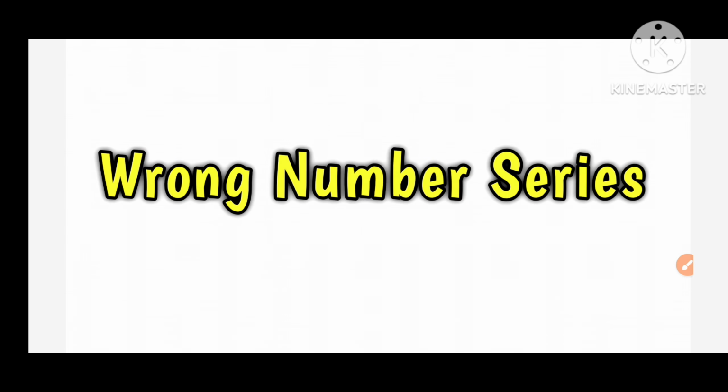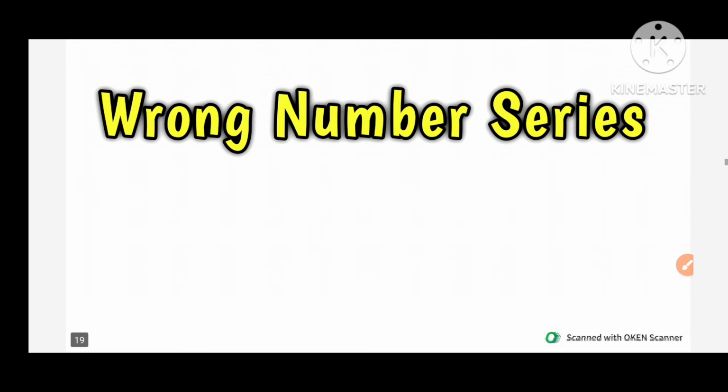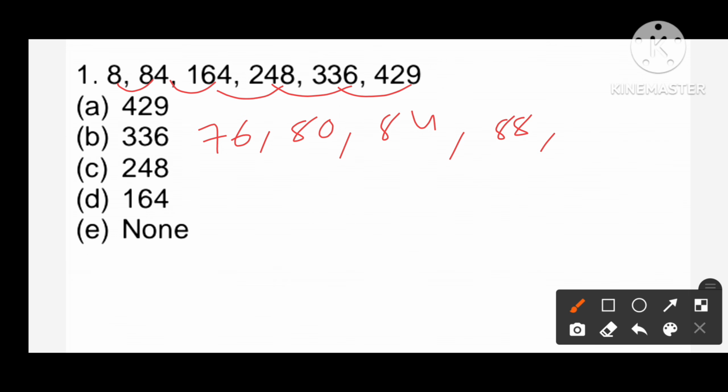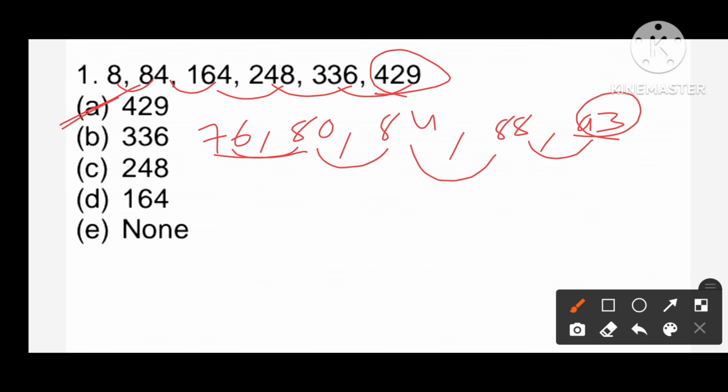Now we are going to see wrong number series questions. First question, the difference between these two will be 76. Here the difference between these two is 80. Difference between these two is 4 and 84. Here the difference between these two is 88. Difference between these two is 393. So these are the differences of 4, but here it is not. So the last one is our wrong number. 429 is the answer for this one.